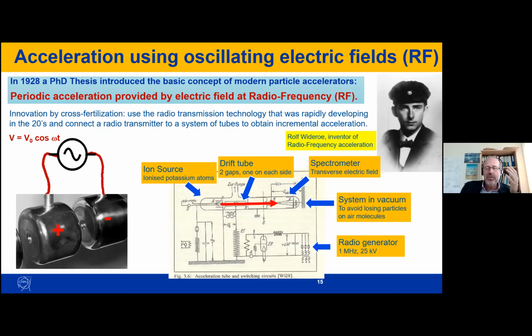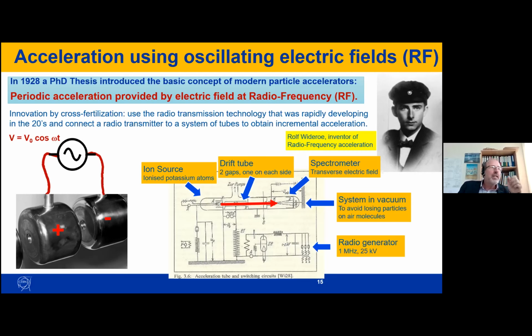And actually, this invention, the introduction of using alternate fields, was done by a PhD student, Rolf Wideröe, in 1928. So it was a very interesting fact that a big step in the progress of accelerators came out of a PhD thesis. I assume there are many PhD students listening to this lecture. It's a little bit more difficult now than in 1928. It was easier, I think, for a student to make a great contribution to science. But nevertheless, keep in mind that a PhD thesis can sometimes be very successful.